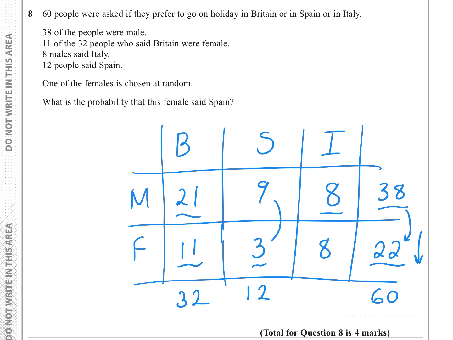So one of the females is chosen at random. What's the probability that this female said Spain? Well, 3 out of, not 60, be careful, it's 3 out of 22 because it's one of the females is chosen. And that would be your answer.